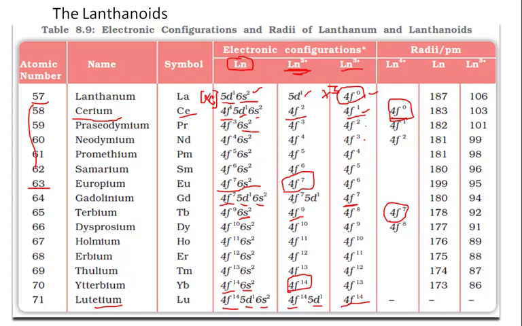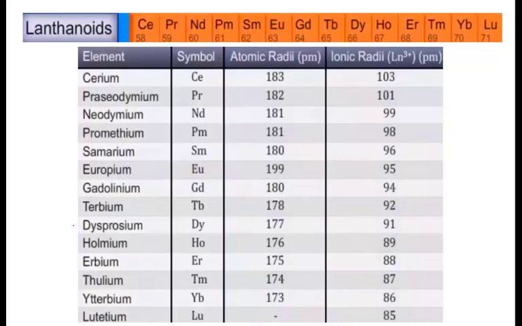Now we will discuss the most important property of lanthanoids, that is atomic and ionic radii. As you can see in this table, symbols, elements, and atomic radii and ionic radii are given. It was also given in the previous table.